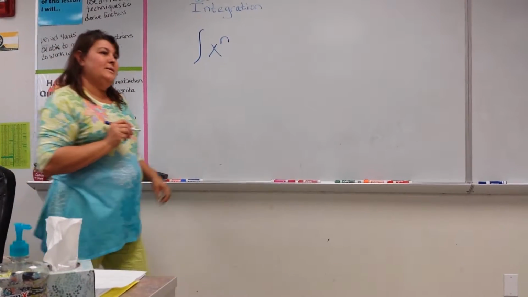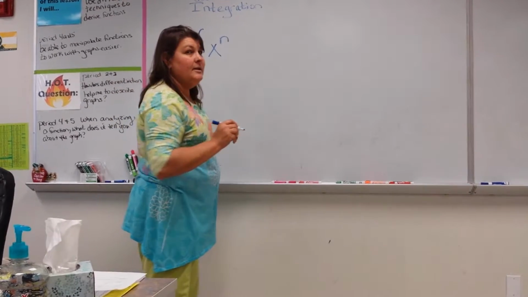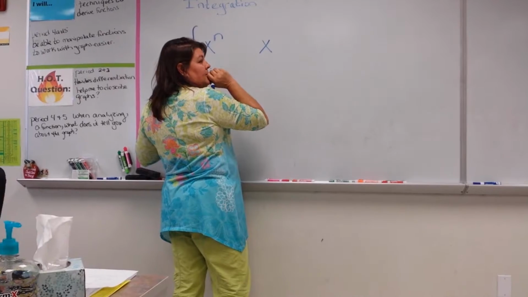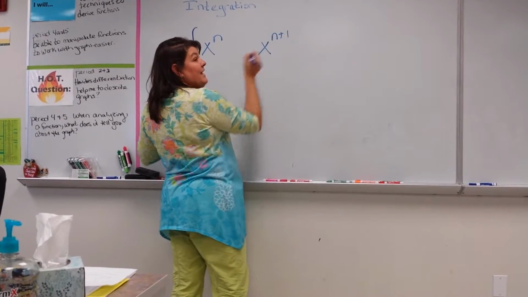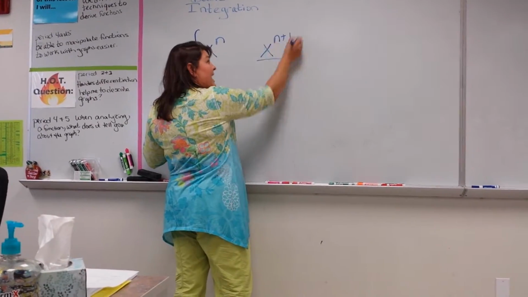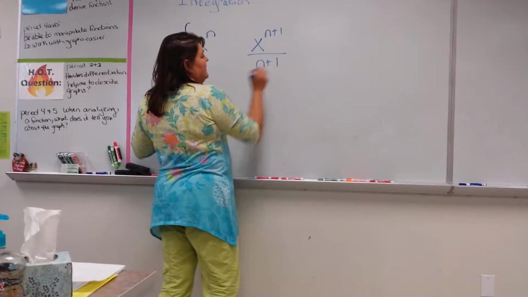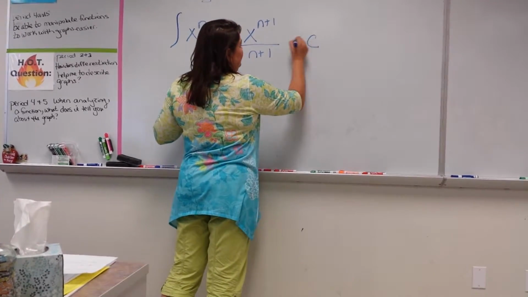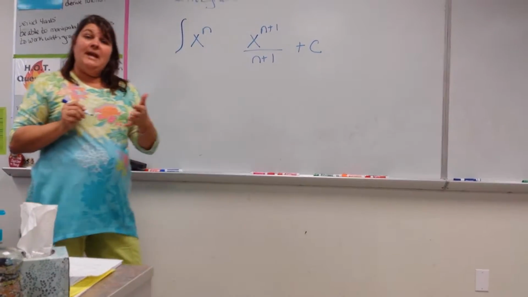Does anybody remember what the integration of it is? Isn't it x to the n plus 1? You go up 1 instead of down 1, and then divide by that exponential power, n plus 1. And then add plus c, if you don't have an a and a b.